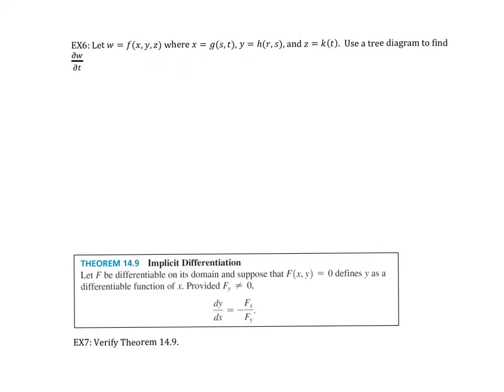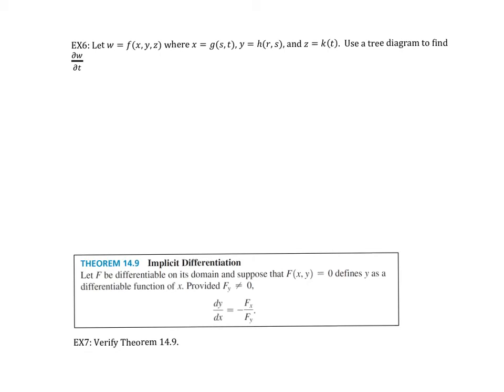Example 6, we have a function w. It's written in terms of 3 variables, x, y, z. X is written in terms of 2 variables, s and t. Y is written in terms of 2 variables, r and s. And z is written in terms of a single variable, t. So we're going to use a tree diagram to find the partial of w with respect to t.